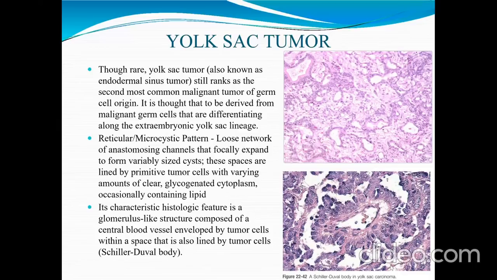Reticular or microcystic pattern is seen in the microscopic picture of yolk sac tumor. It is basically a loose network of anastomosing channels that focally expand to form variable size cysts. These spaces are lined by primitive tumor cells with varying amounts of clear glycogenated cytoplasm, occasionally containing lipid. The most characteristic histologic feature, though, of yolk sac tumor is a glomerulus-like structure composed of a central blood vessel enveloped by tumor cells within a space that is also lined by tumor cells, known as Schiller-Duval body, as we can very easily see here in the second photomicrograph.